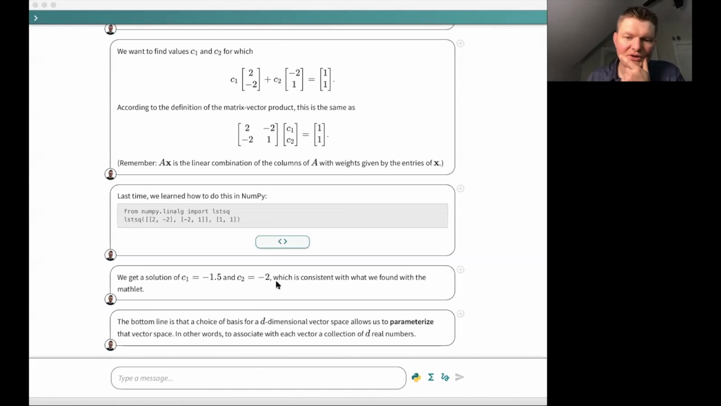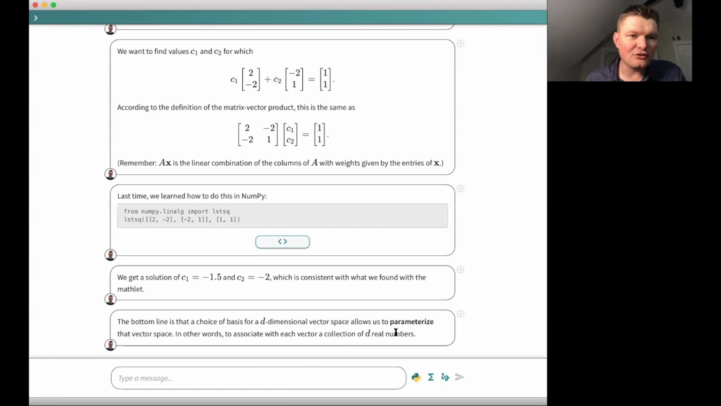Okay, so really, in some sense, all of that was to say that a choice of basis for a d-dimensional vector space allows us to parameterize that vector space. In other words, to associate with each vector a collection of d real numbers. So in the plane, that's maybe not that inspiring because we could already do that. Just use the coordinates of the point with respect to the standard basis vectors: how far left and right from the y-axis, how far up and down from the x-axis. That's what we're used to. We're just doing it a different way here. So maybe that's not that cool, but it works in other spaces too.